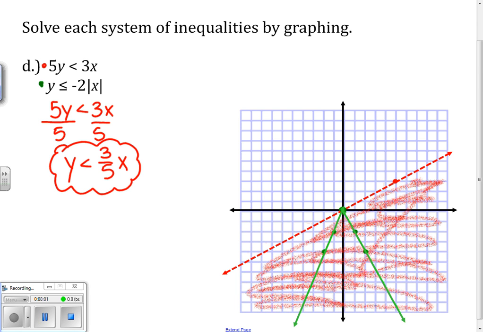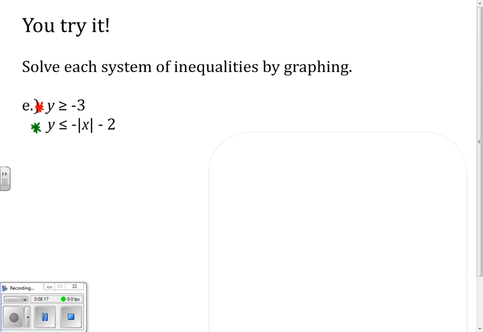For the shading on this one, you want less than. So y-intercept and down. These two overlap in what looks to be like a Christmas tree. Pause the video and do the you try it.